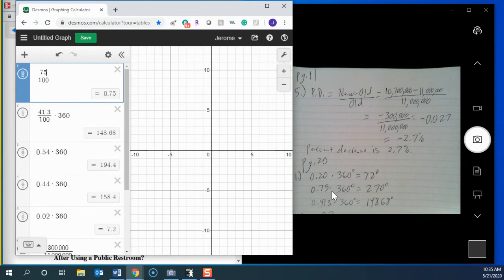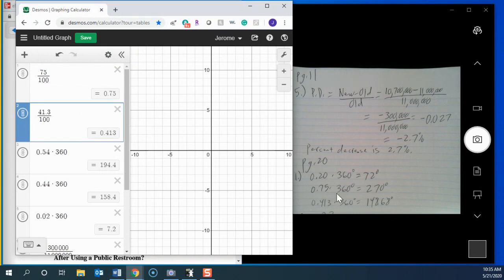That gave you 0.75 times the 360. And then the 41.3%, it'd be 41.3 divided by 100. And that would give you the 0.413. Because remember, percent means divided by 100. And that is why when we divide it by 100, we're able to get our decimal.